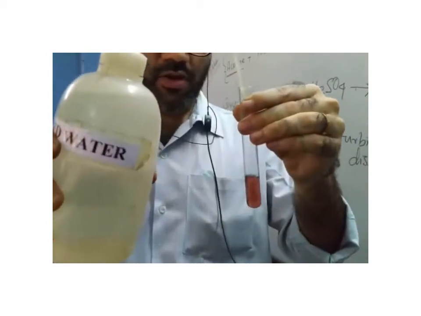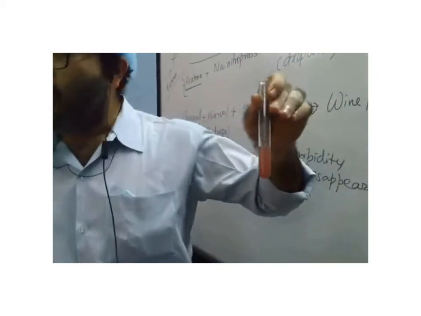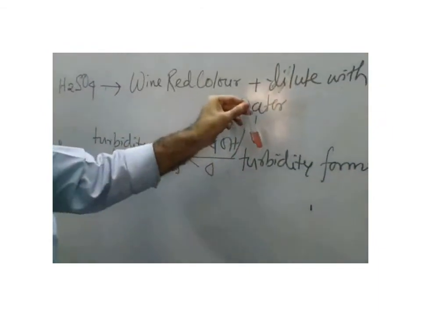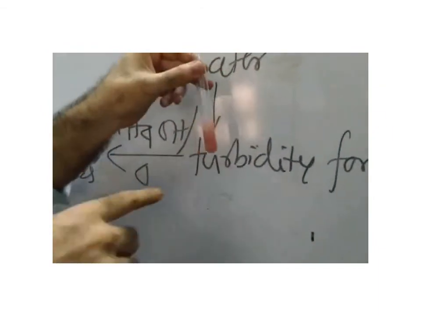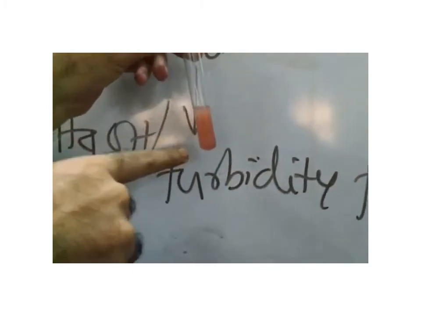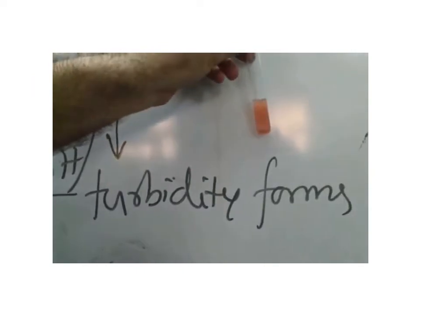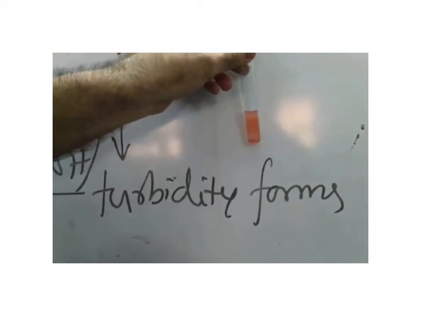Few drops of water. What is written? Turbidity forms. Can you see the turbidity? Okay, just check it out. Can you see the turbidity? The insoluble section, the turbid, is forming a turbid layer. Can you check it out? There's a turbid thing which is forming, or which has formed.